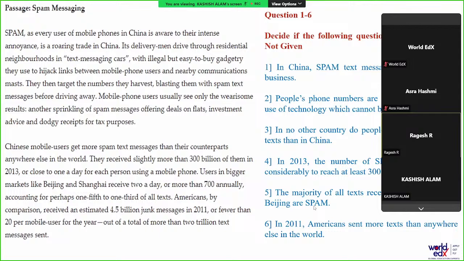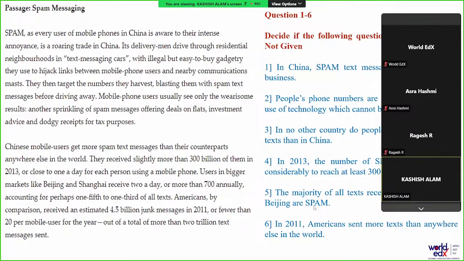Not given. Yes, it's a not given answer, Ragesh. The reason being the passage has not been talking about whether the number of text messages increased, decreased, or remained unchanged. They just gave the data that slightly more than 300 billion were received in 2013. That's it. Next question.